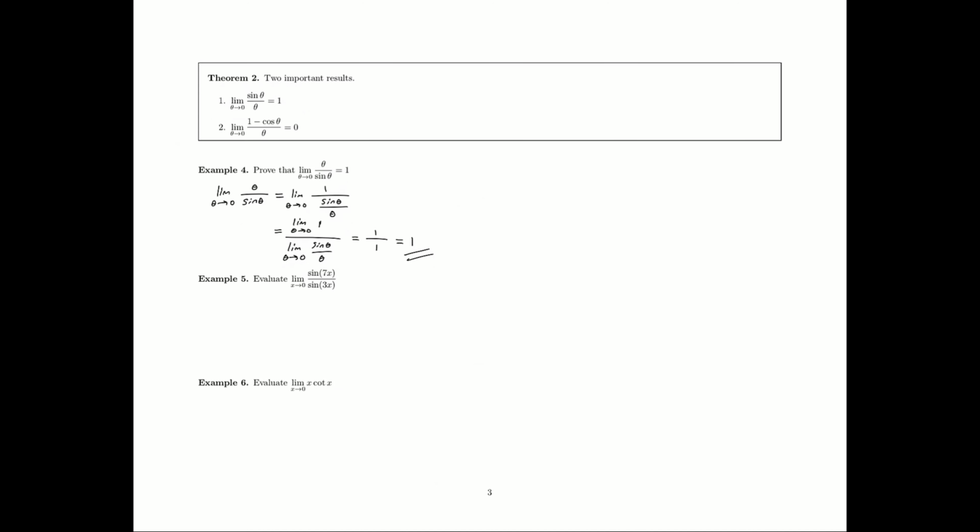All right, next example here, we've got sine of 7x over sine of 3x, and we're taking the limit of this expression as x goes to 0. So again, if we just try to plug in 0, like we should always attempt to do at first, unless we are really certain we know what we're doing and what is about to happen. But if we plug this in, we see that we're going to get 0 over 0.